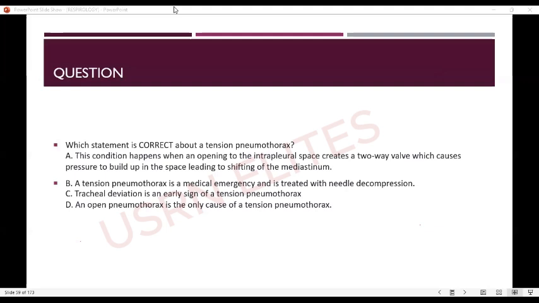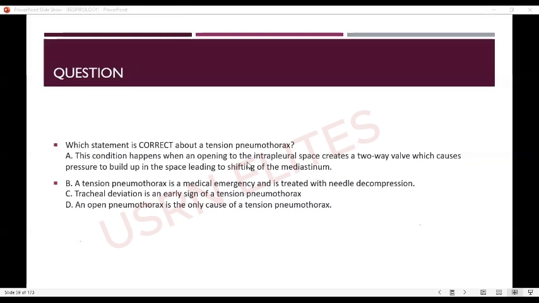Now, you are tossed between B and C. But the right answer is C. Tracheal deviation is not an early sign of tension pneumothorax. It is a late sign of tension pneumothorax. When the air begins to pile up, or when the area begins to fill up with air, before the deviation begins to come in. So initially, you may not see the deviation. But as the air keeps on increasing in volume, that is when the deviation begins to come.